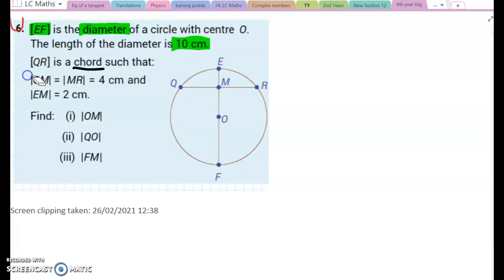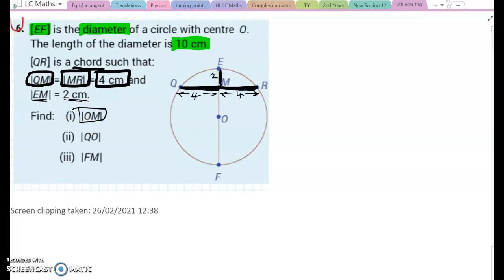So it tells us some measurements here. It tells us that QM, which is this line, is equal to MR, which is this line. So they're both equal to each other, and they're both 4. So this is more information that we're being given. There to there is 4, and from there to there is 4. And they're also telling us that EM is 2. So from here to here is 2. Now, they want us to find OM, which is this little bit of the line here.